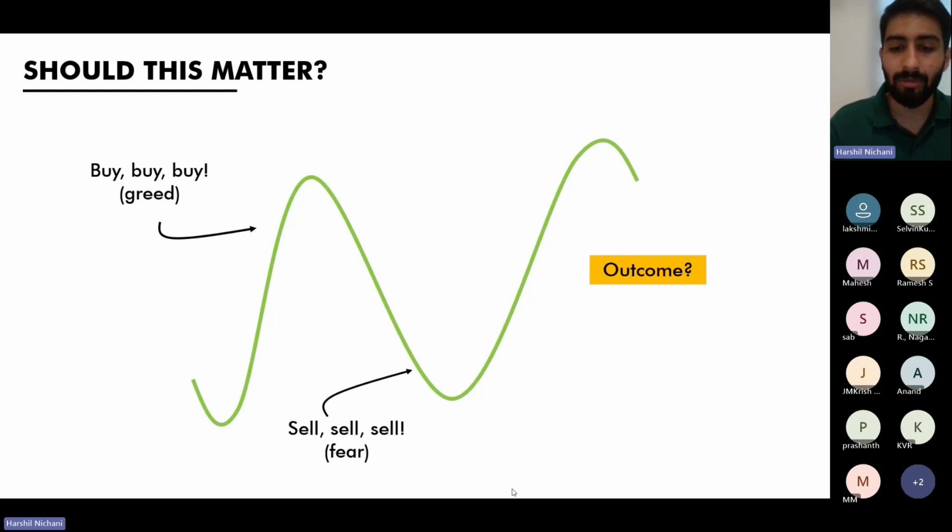And I'll keep explaining what this entire slide is all about. This entire slide is about how usually when there is optimism, a lot of market participants come in. Everybody wants a piece of that action, greed comes in, and then things start to pick up.